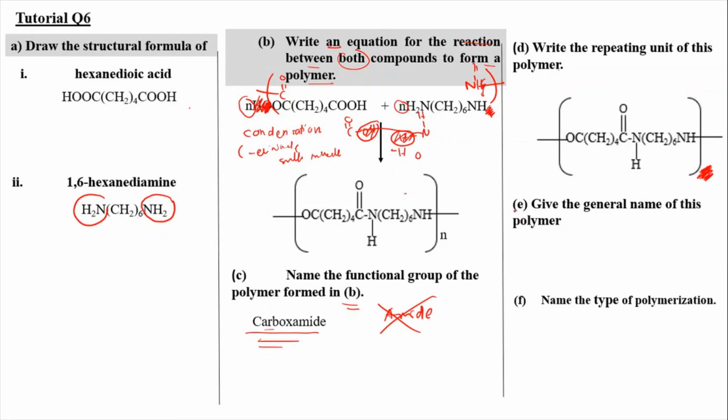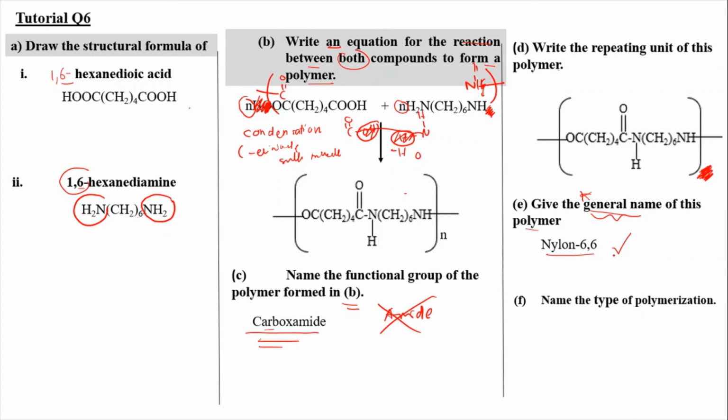Okay, and now E, we need to give the general name of this polymer. In order to give the general name of this polymer, we need to look at our monomers here. So it consists of 1,6-hexanediamine, and here basically also consists of 1,6-hexanedioic acid. So 6 and 6, so it's going to be nylon 6,6. This only asks us for the general name, not the IUPAC name. So the answer is only one: nylon 6,6.